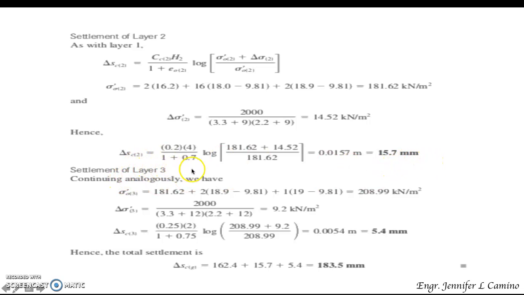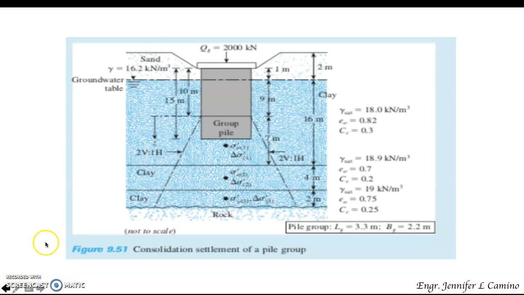Then the settlement of layer 3, similarly, we have to get the value for our vertical stress. So at layer 3, this is our layer 3. So from this point, get the vertical stress. Half of this is 1.